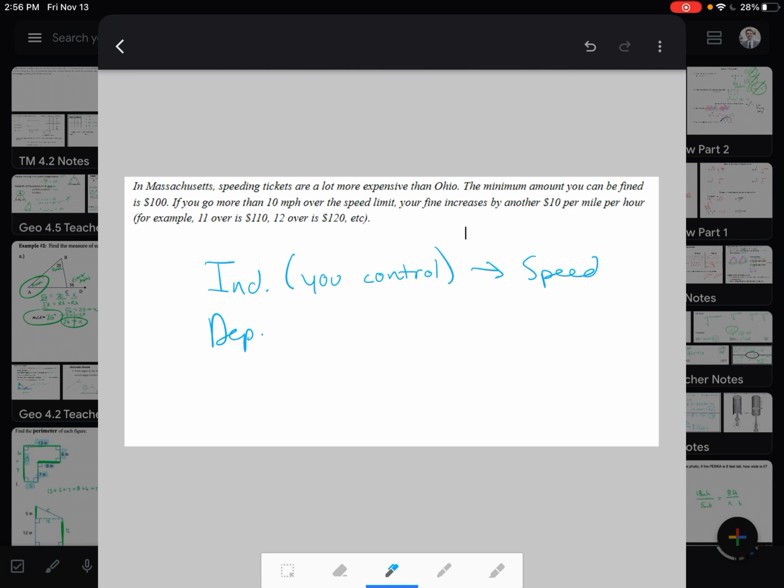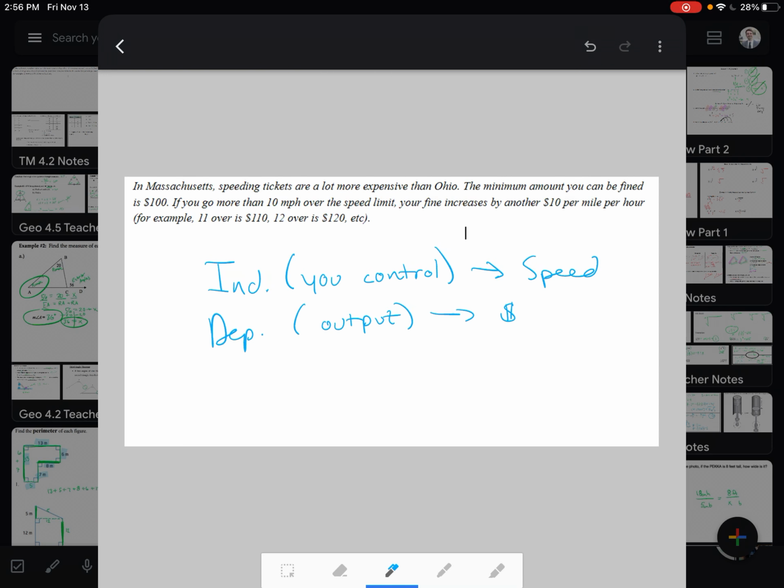Dependent variable is basically your output, what's given to you. So based off of your speed, the officer kindly goes in, punches into his calculator and sees what your fine is, or how much you have to pay for that ticket. So again, thinking about it like that, you're not telling them, hi officer, please write me a ticket for $0. It goes the other way around. He's like, well, based off of your speed, which you controlled, I will now give you a ticket for this amount of money.